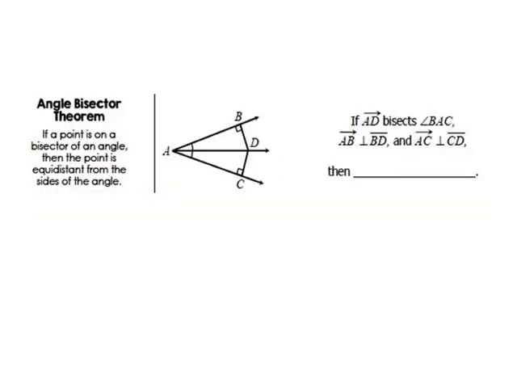Let's go on. The angle bisector theorem says if a point is on the bisector of an angle, then the point is equidistant from the sides of the angle. Well, what does that mean? Let's take a few points. I'll take this red point right here, this green point right here, and this orange point right here, where D is.